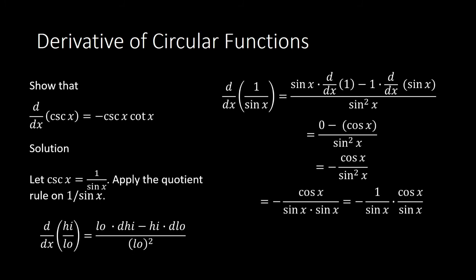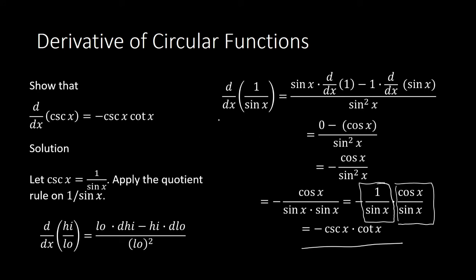I will separate this into two fractions. I will write the square of sine of x as sine of x times sine of x. And then look at this: cosine of x divided by sine of x, and then you have 1 over sine of x. So it's just equal to this. And guess what? This is cosecant of x, and this is cotangent of x. And so we have shown that the derivative of cosecant of x, which is 1 over sine of x, is equal to negative cosecant of x times cotangent of x.